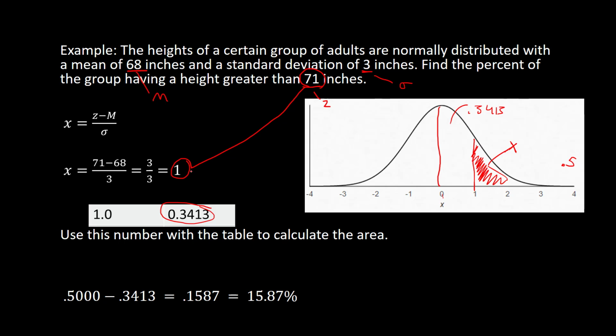So to recap, what we've done is we have converted 71 into a standard normal number, which we can then use the table to answer the question at hand. And then at the end, convert to a percent. So what we found is that 15.87% of the people that we have collected data on have a height greater than 71 inches. And that concludes our lesson for today.